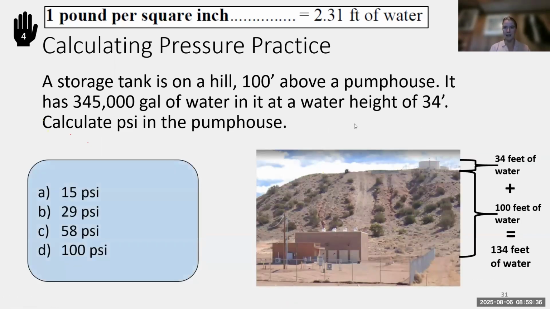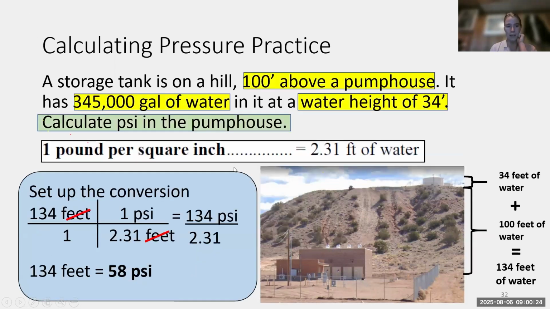So if we can work to visualize this here, remember that 1 pound per square inch has this conversion factor. And we're looking at 34 feet of water at the top of the tank, 100 feet of water on that downhill, and then the pump house at the bottom here. And we're going to add those feet together, and that's going to give us our total height. And then if we're calculating using our conversion factors, that's going to give us a total pressure in the system of 58 psi at the pump house. We take that feet of water and put it into our conversion grid, 1 pound per square inch being 2.31 feet of water.